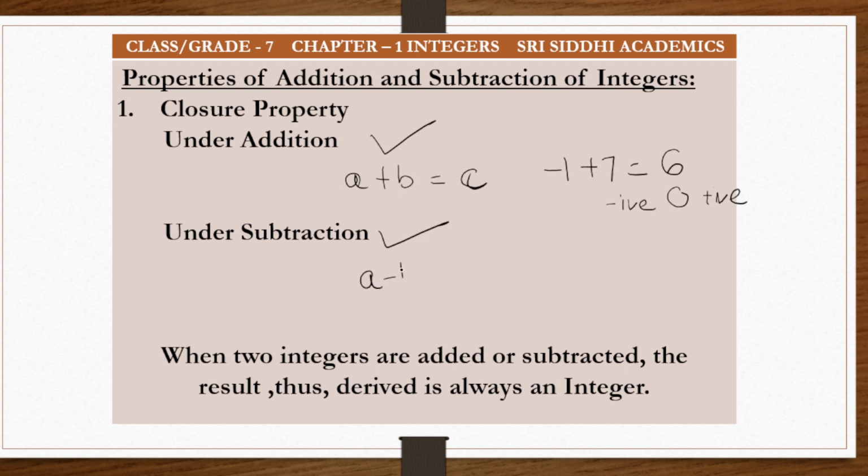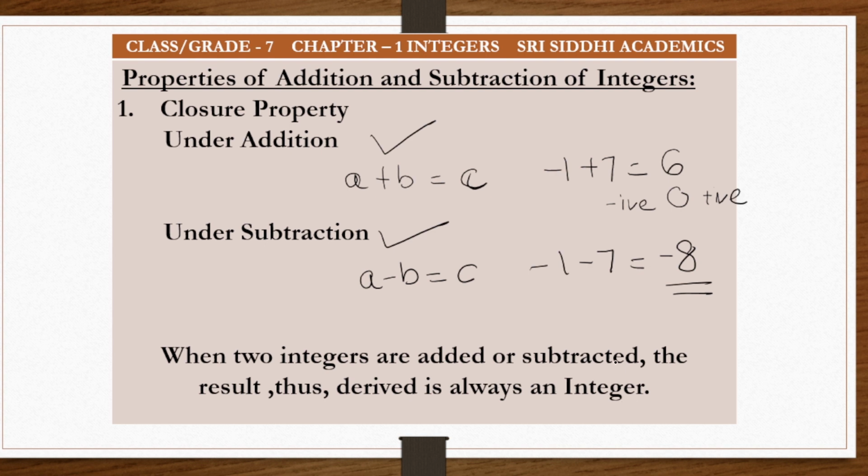Similarly, a minus b also if I do, I will get C as the answer. Suppose here again I do minus 1 and minus 7. What will I get? I'll get minus 8 as the answer. So it is also an integer. Closure property we understood. When two integers are added or subtracted, the result thus derived is always an integer. This is what closure property tells us.